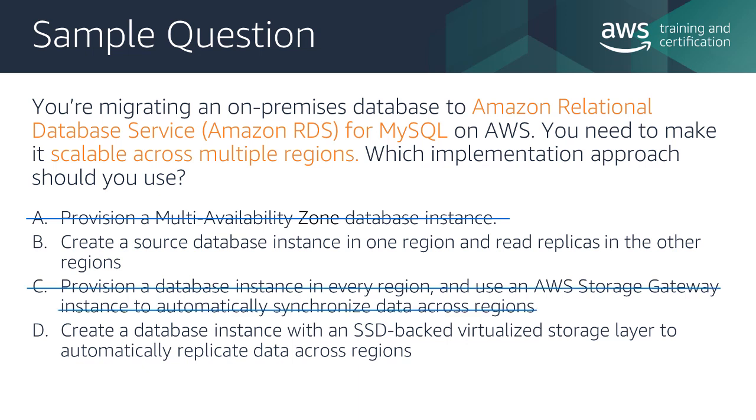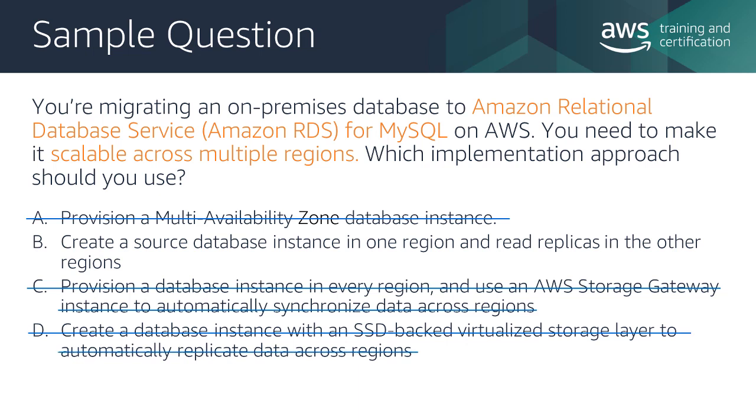Look at option C, and let's eliminate it. Provision a database instance in every region. Use an AWS storage gateway instance to automatically synchronize data across regions. Storage gateway is a hybrid storage service. There is no function to synchronize data across regions. This is not a thing.